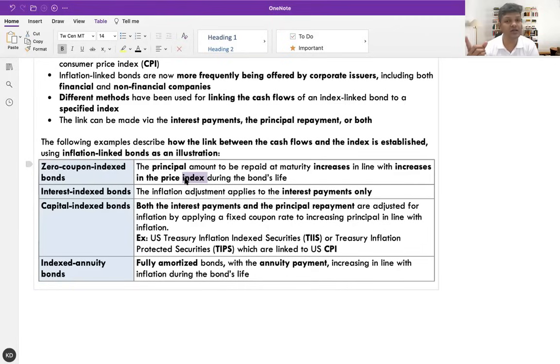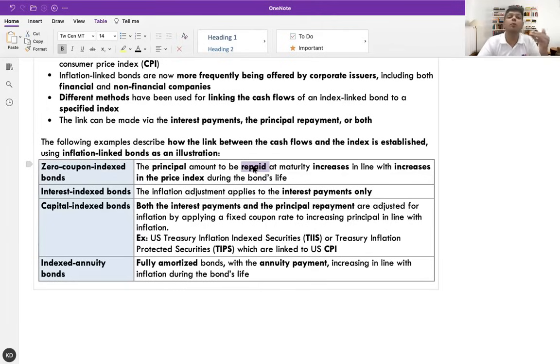What changes with the inflation? Only the principal amount, which will be repaid to you at maturity. Basically, your par value. So let's say the inflation has increased by 5%, so instead of $1,000, now you'll get $1,000 plus 5%. Are you getting it? So will your coupons change? No. Only the amount which is going to be repaid to you at maturity, that is your par value, only that will be changed. Is that clear?